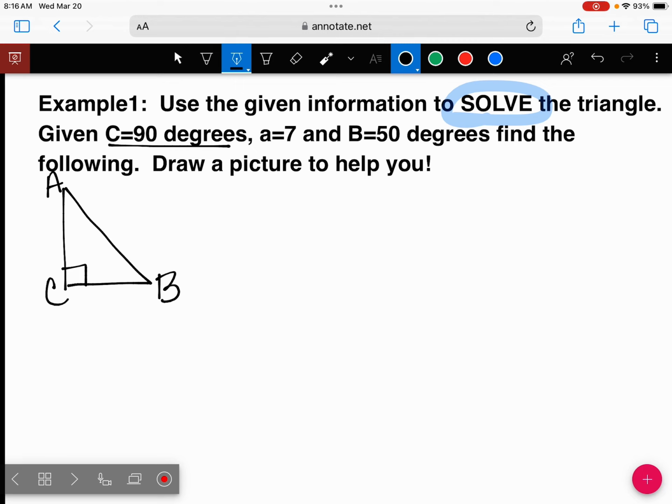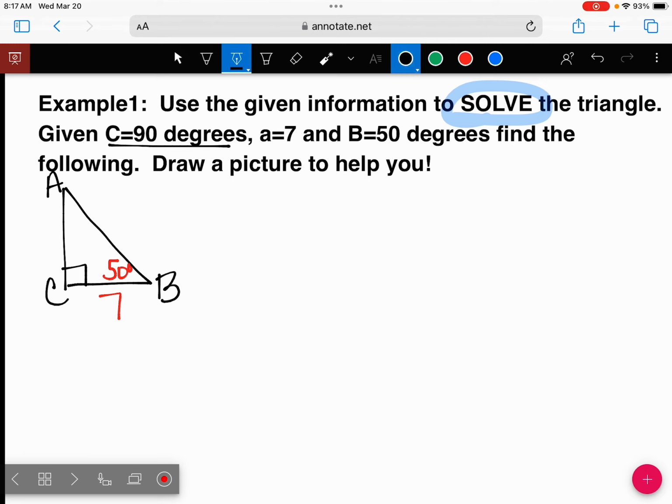So now let's label what we know. They told us little a is 7. Between what 2 angles will little a fall? B and C. So I'm going to put a 7 right here. They also said, notice how that's a capital B, so that means we're talking about an angle. So that would be inside. So 50 degrees is here.